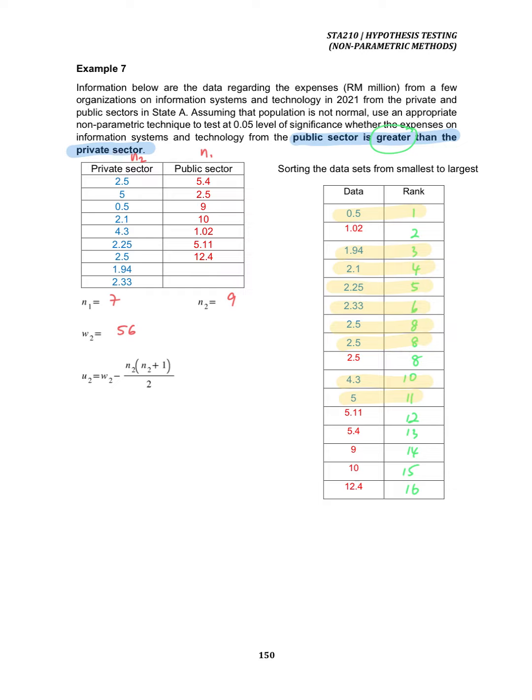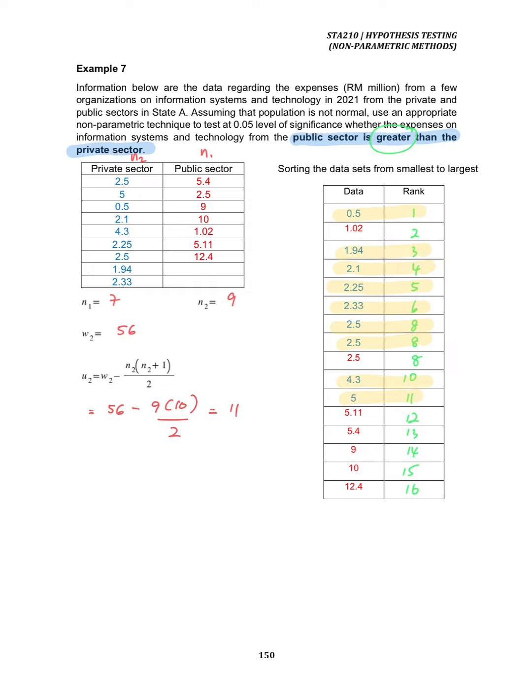So U2 is equivalent to W2 minus N2 times N2 plus 1 divided by 2. So U2 is equivalent to 56 minus, N2 kita ada 9, 9 kali dengan 10 bahagi 2. So this one is equivalent to 11. Okay, so kita dah calculate dia punya test statistik.